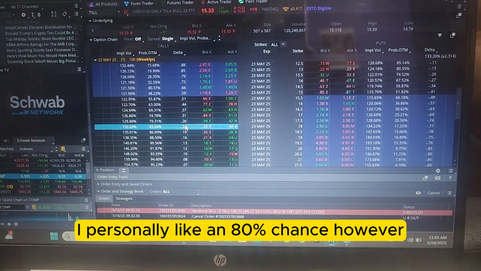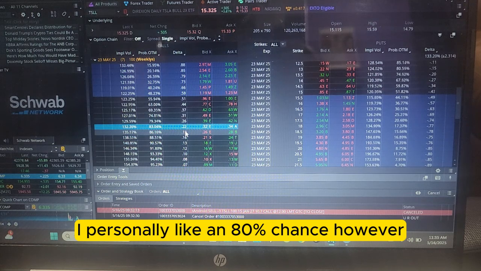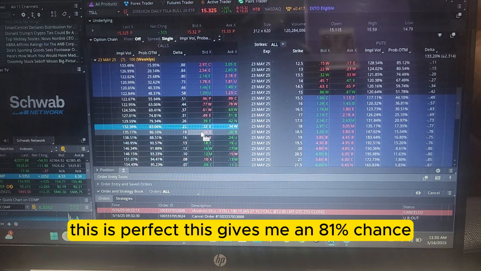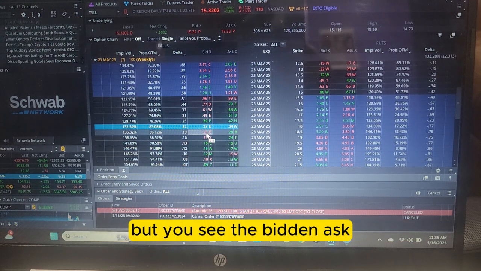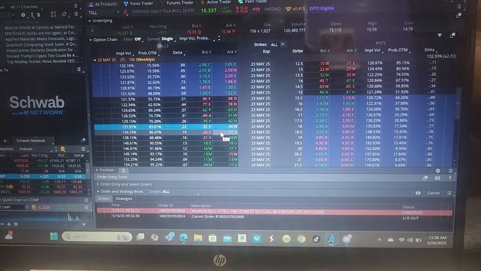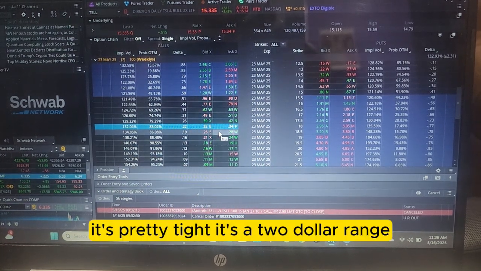I personally like an 80% chance, however. So if I use this one, this is perfect. This gives me an 81% chance. But you see the bid and ask is pretty tight. It's a $2 range.